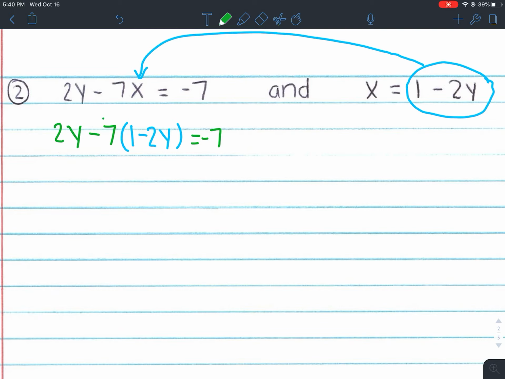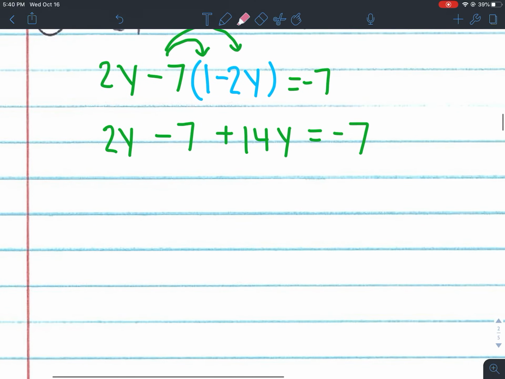And then next step here, you would distribute. So you would do negative 7 times 1, which is negative 7, right? So 2y is already on the outside. You want to distribute the 7 first. Negative 7 times negative 2y, that's going to give me positive 14y equals negative 7.